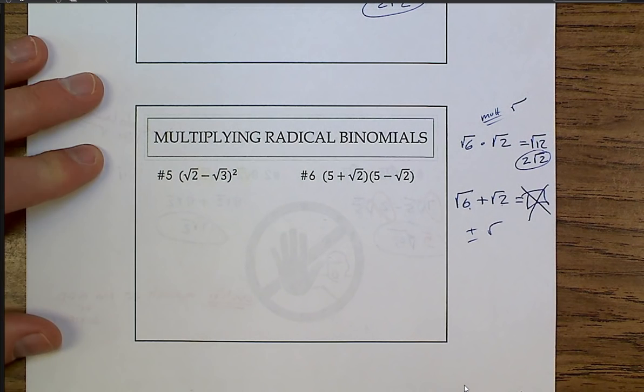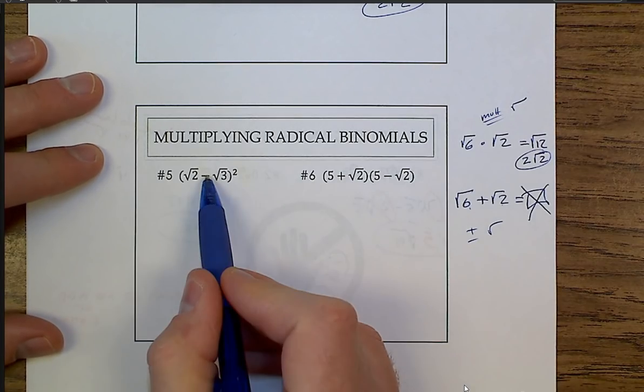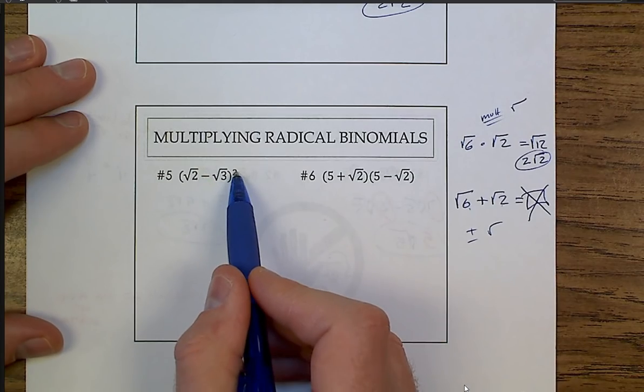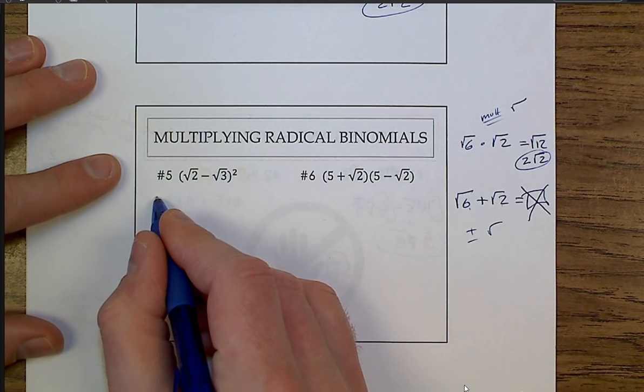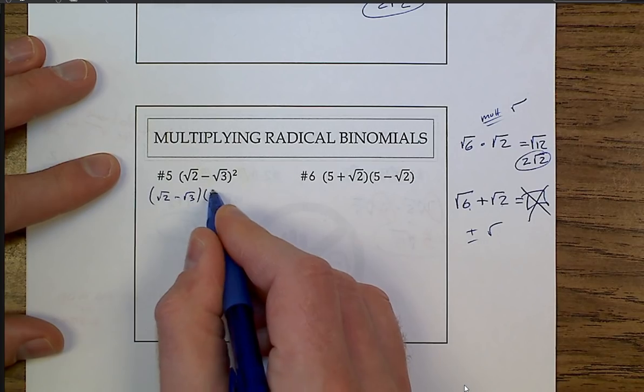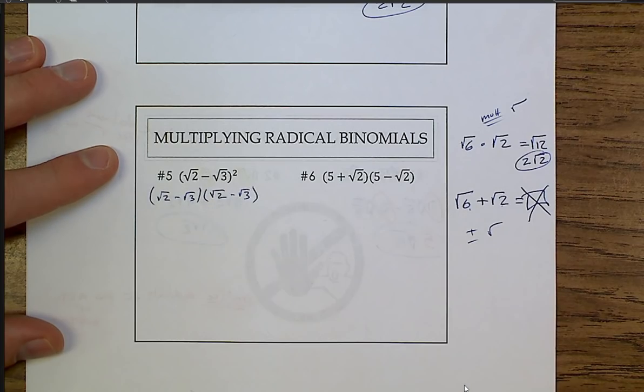So this says multiplying radical binomials. Again, I have a subtraction sign here, so not to get confused with your exponent rules. You can't take this 2 and square it and square that. This means radical 2 minus radical 3 twice. And we're going to do some foiling, right?